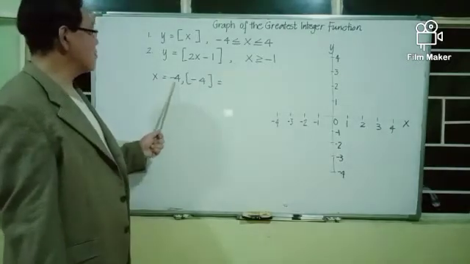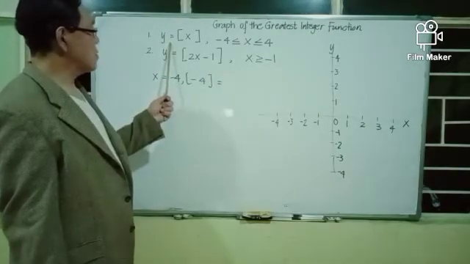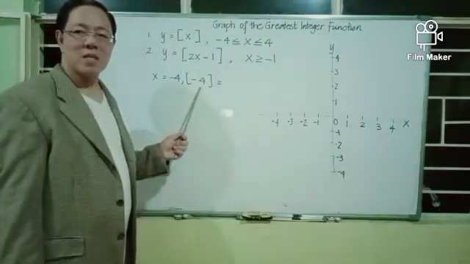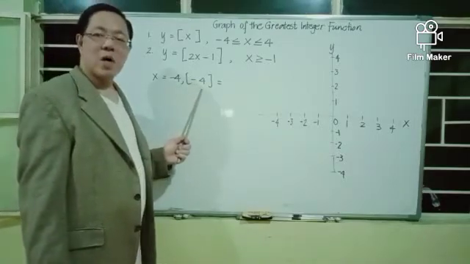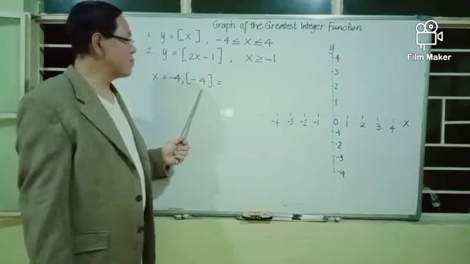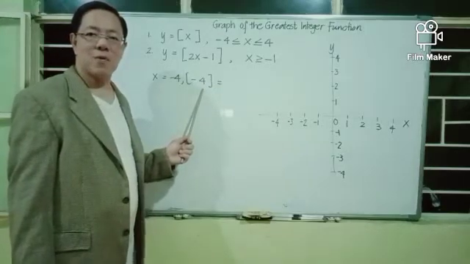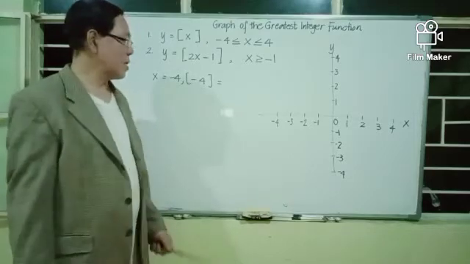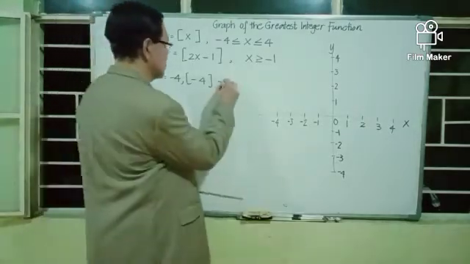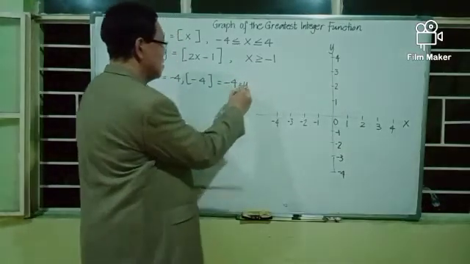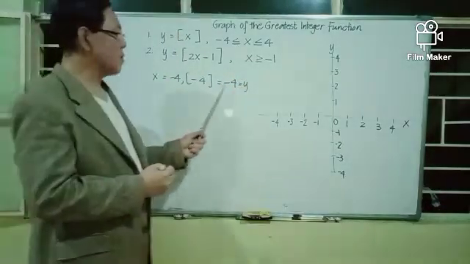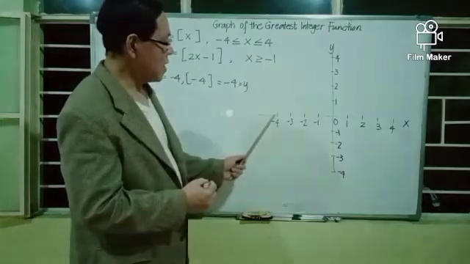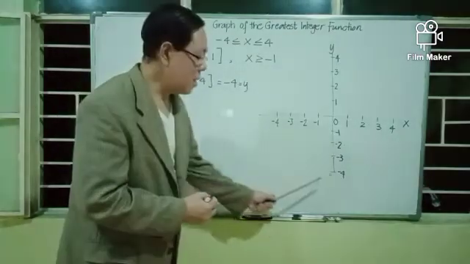If x equals negative 4, y is equal to the floor of negative 4, or the greatest integer function of negative 4. And this floor of negative 4 is the greatest integer that is less than or equal to negative 4, which is negative 4. Thus, when x equals negative 4, y equals negative 4. And we plot this point in the Cartesian plane. X is negative 4, y is negative 4.